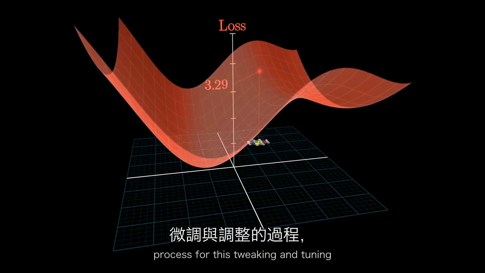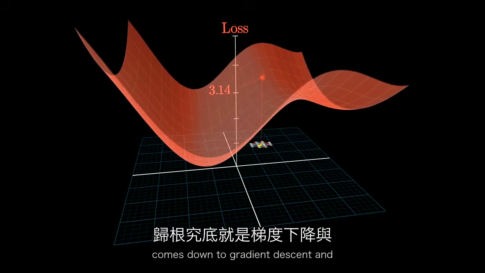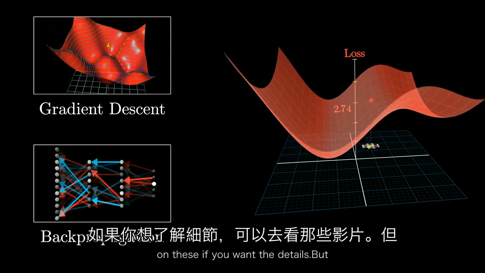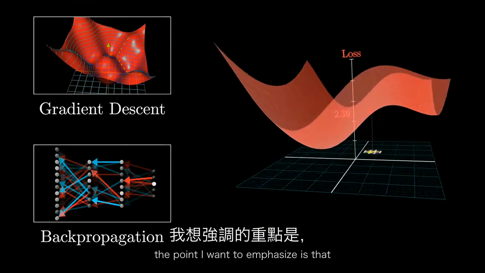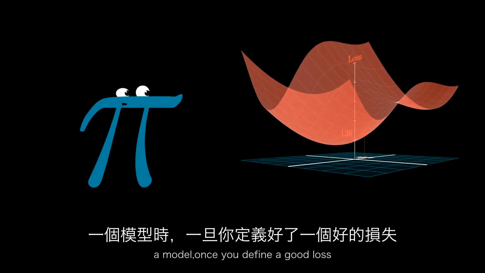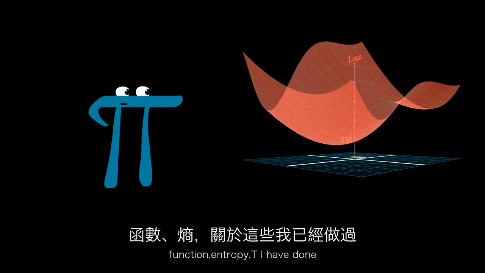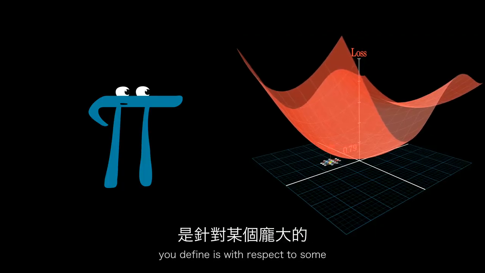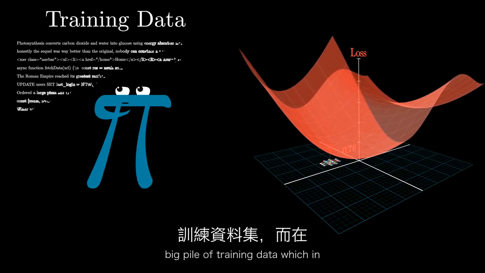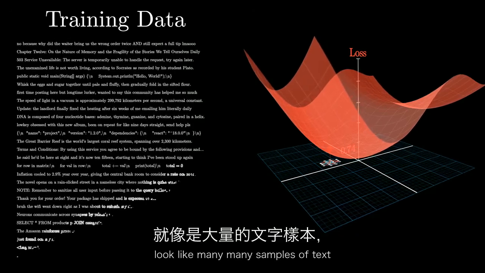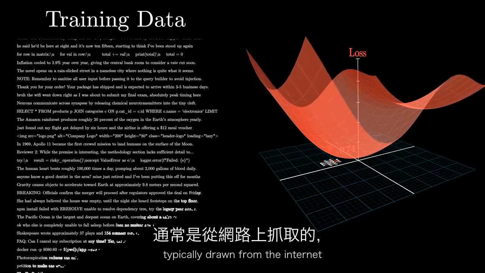The automatic process for this tweaking and tuning comes down to gradient descent and backpropagation. I have done videos on these if you want the details. But the point I want to emphasize is that for you, the engineer, trying to train a model, once you define a good loss function, you're essentially done. The standard machinery of deep learning takes it from there. The loss you define is with respect to some big pile of training data, which in the language model context would look like many, many samples of text typically drawn from the internet.